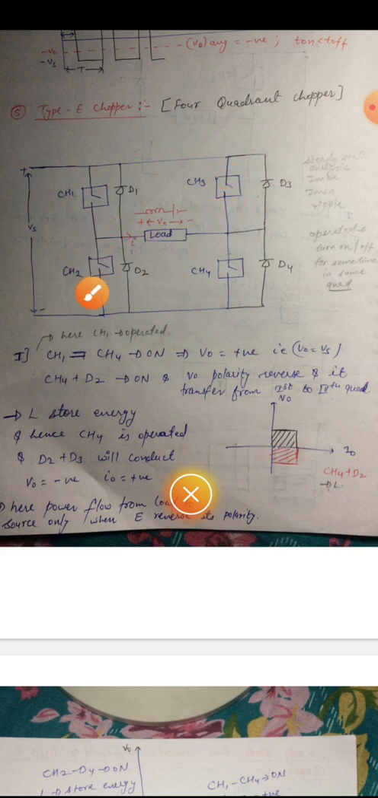From CS3 and CS2 it is being charged with plus and minus polarity. Now it will change its polarity to plus over here, minus over here, and it will discharge itself through CS2 and D4. This is what is happening in the fourth quadrant.